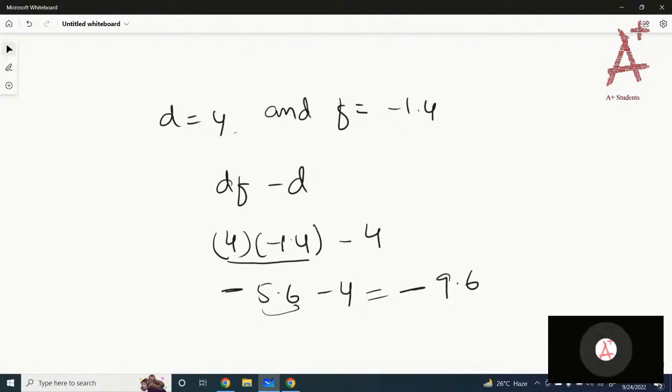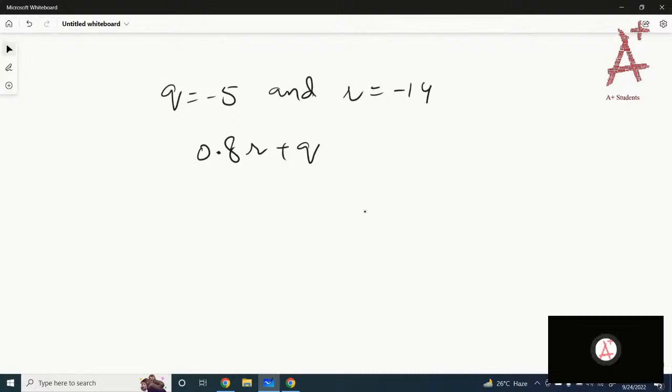Okay, the next one is: evaluate the expression for Q equals negative 5 and R equals negative 14, and the expression is 0.8R plus Q. So plug in all the values. So it would be 0.8 times R, which is negative 14, and then plus Q, which is negative 5. Got it? So just evaluate the values.